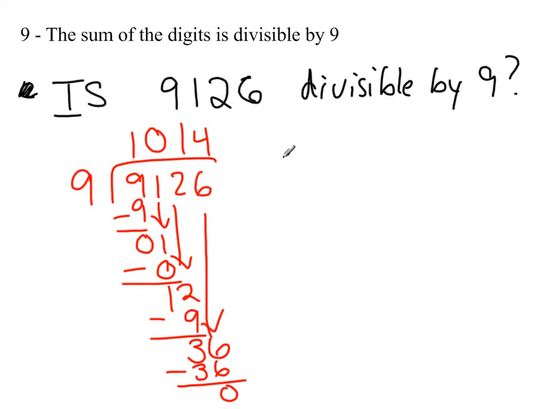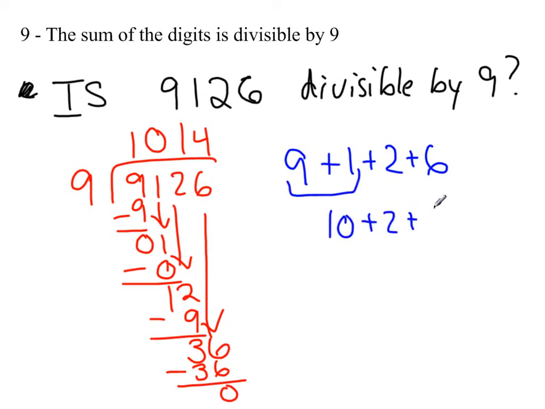The other way we could tackle this, because that took a little bit of time, is to take each digit, so 9 plus 1 plus 2 plus 6. And that's why it took me so long to give us a number. I was adding the digits in my head to see if it would be divisible by 9. And 9 plus 1 is 10. Plus 2 plus 6. We got 12 plus 6, which is 18. And sure enough, 9 times 2 is 18. So is this number divisible by 9? Yes.